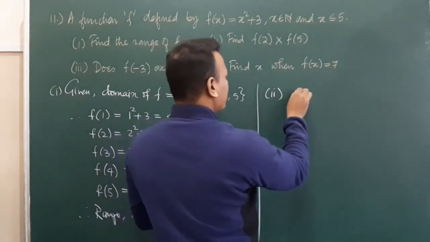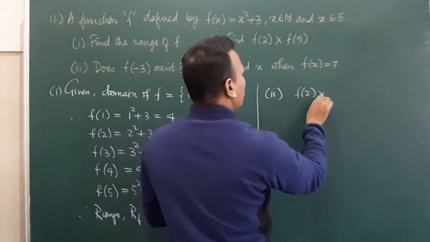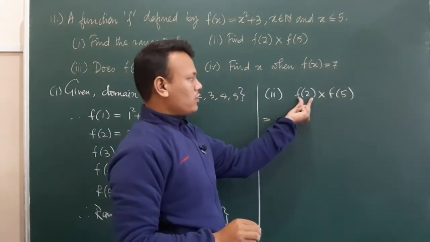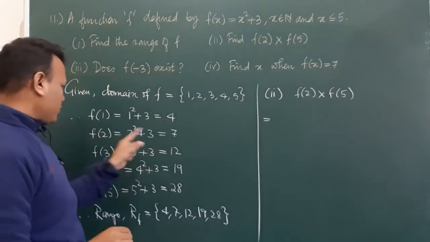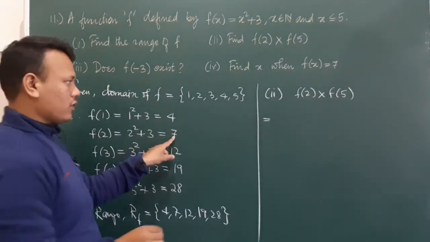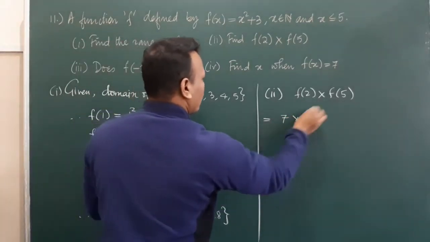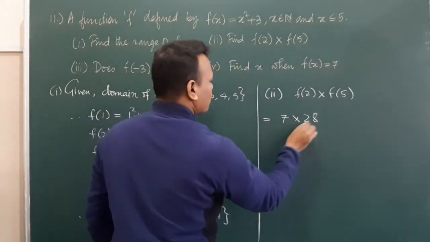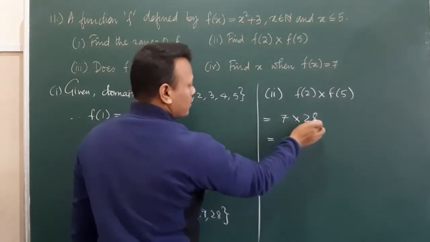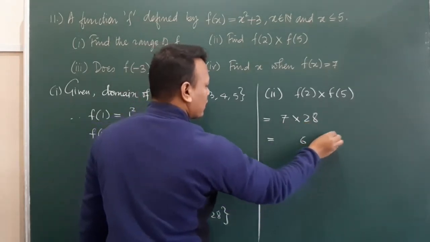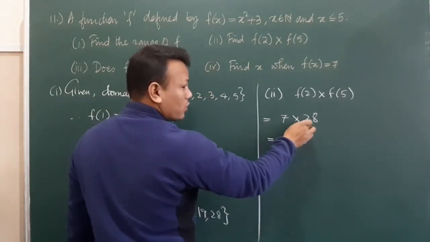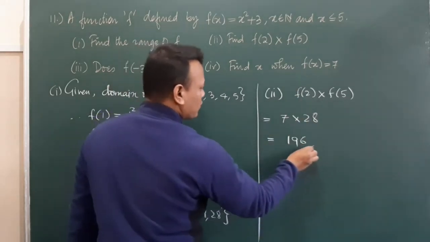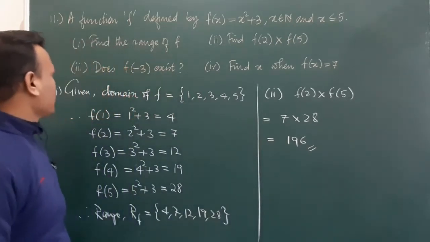So second part says f2 into f5. See here carefully, okay, so we have f2. How much is f2? f2 is 7, isn't it? So we have 7 into f5. f5 is how much? f5 is 28. So you just need to multiply this, isn't it? So 7 into 8 is 56. Carried over 5. 7 into 2 is 14 plus 5 is 19. So your answer for the second part is 196.